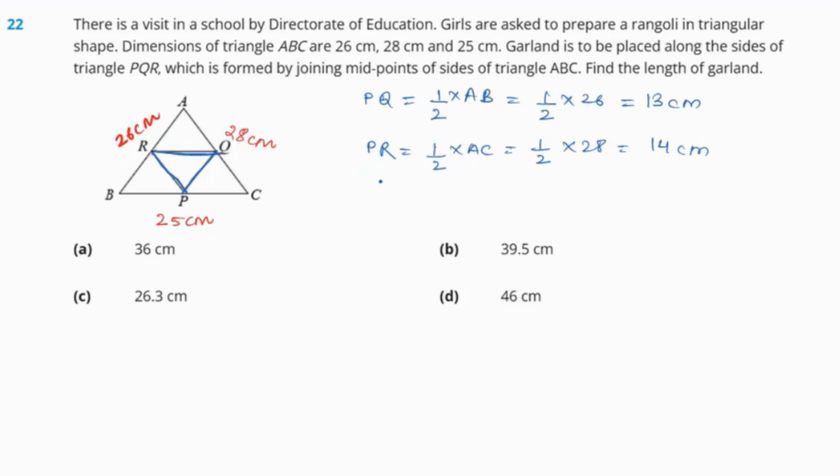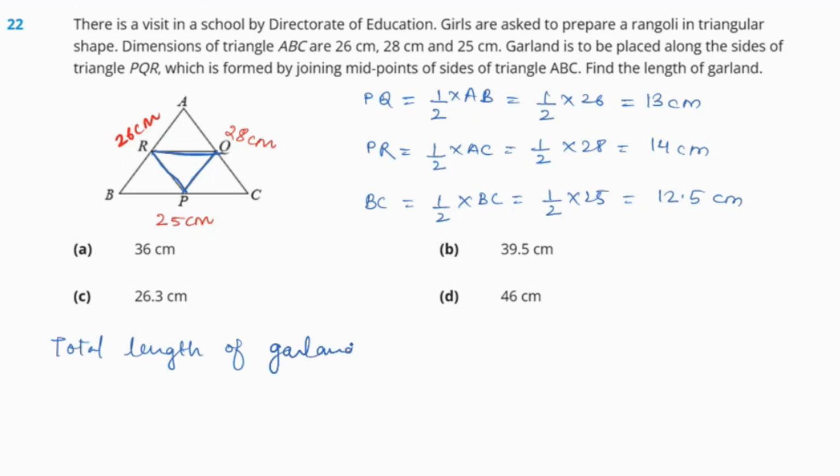And QR needs to be half of BC, which is half of 25 centimeter, and that gives us 12.5 centimeter. To figure out the total length of the garland, we just need to add all the sides. That needs to be 13 plus 14 plus 12.5, which gives us 39.5 centimeter. Option B should be the correct answer.